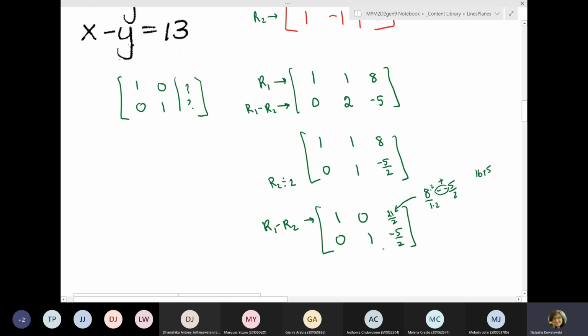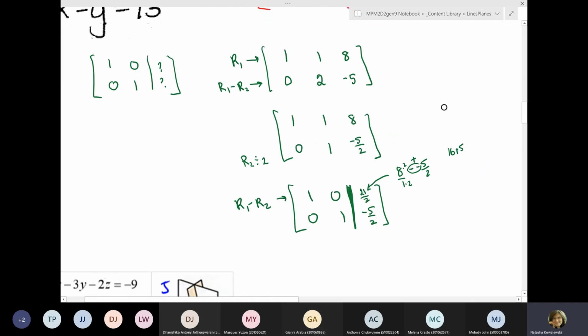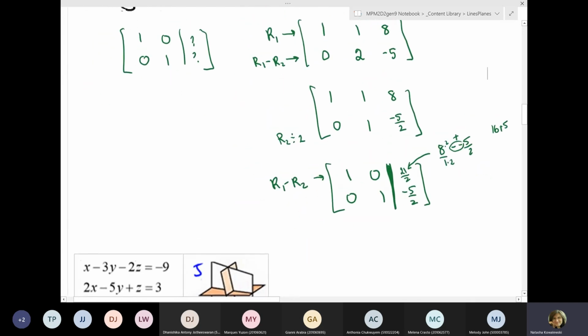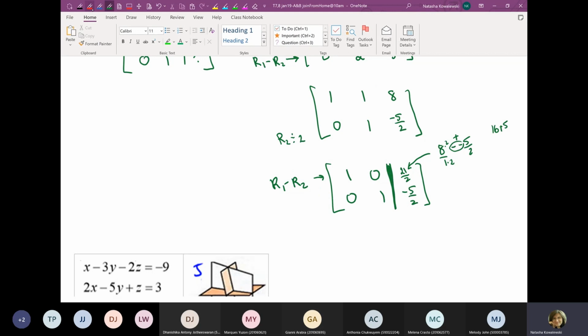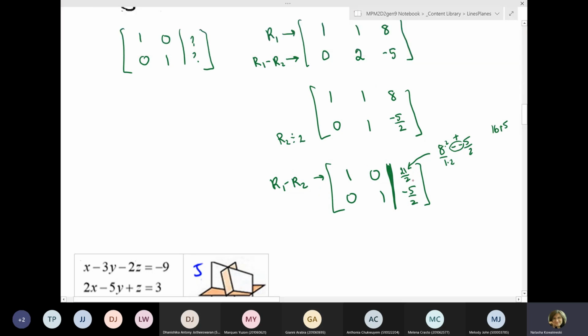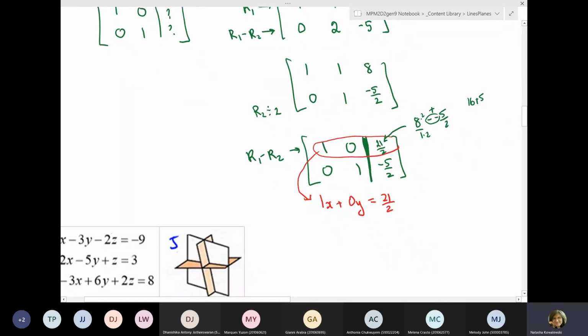Once you have arrived here, I'll just draw that separation line one more time. And this is your solutions. Now, I've never talked about how to read this, but please remember what this represents. This is an equation that is converted back to saying it's 1 on the x, 0 on the y, equals 21 over 2. Well, what is 0y? 0y is not really there, so therefore this is just saying that x is equal to 21 over 2.